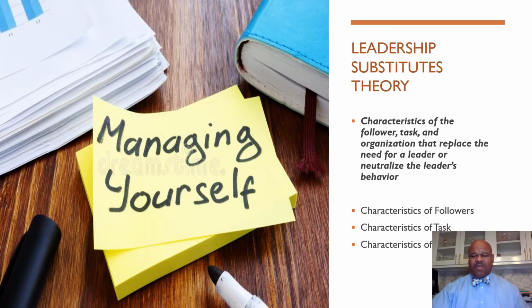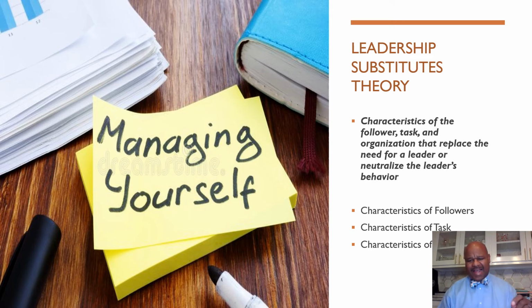And our last theory that we're going to talk about is the leadership substitute theory. As you see before, we have a quick definition there: the characteristics of a follower, task, or organization that replace the need for a leader or neutralize the leader's behavior. Pretty much you think about a self-managed team. As you see there, there are three characteristics that will neutralize the leader or the leadership. When you think about the followers, that's about the followers' ability, knowledge, experience, training, and also their need for independence.